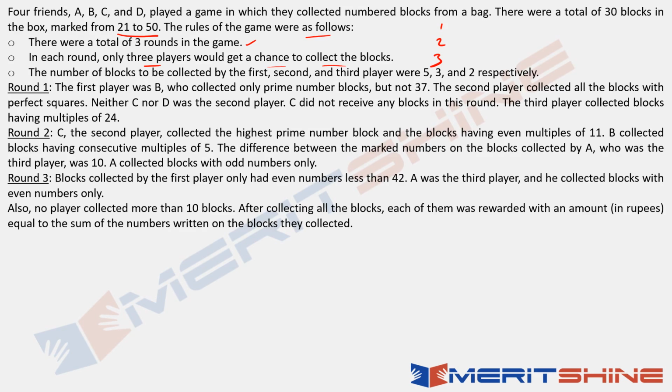So as you can see, there are 4 players A, B, C, D, but in every round, 1, 2 and 3, only 3 players would participate. They would get a chance to pick some blocks. It is also simple. And the number of blocks to be collected by the first, second and third players are 5, 3 and 2. What does that mean?